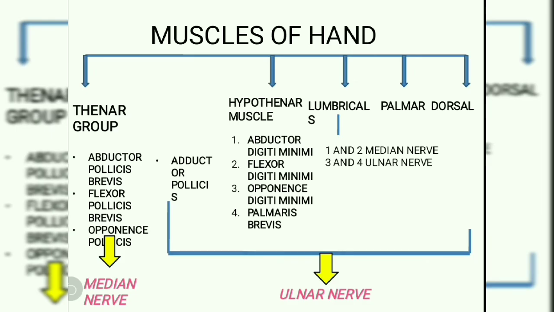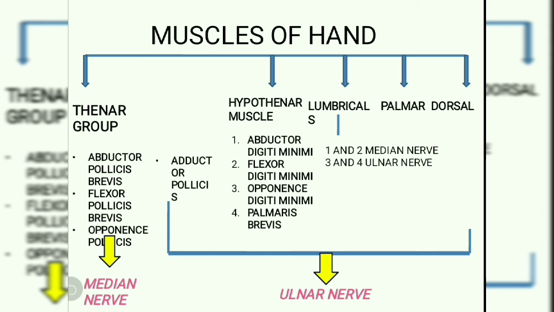Next are the muscles of the hand. Under the muscles of the hand, there are 5 groups of muscles: thenar group, hypothenar muscles, lumbricals, palmar interossei and dorsal interossei. Under the thenar group of muscles, we have abductor pollicis brevis, flexor pollicis brevis, opponens pollicis and adductor pollicis.